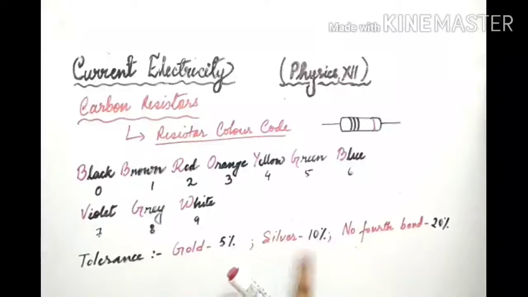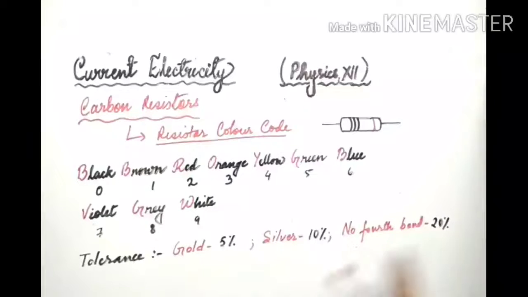If it is silver, then it is 10%, and if it has no color, then you have to take tolerance as 20%. Now suppose how to calculate the resistance of a given carbon resistor.